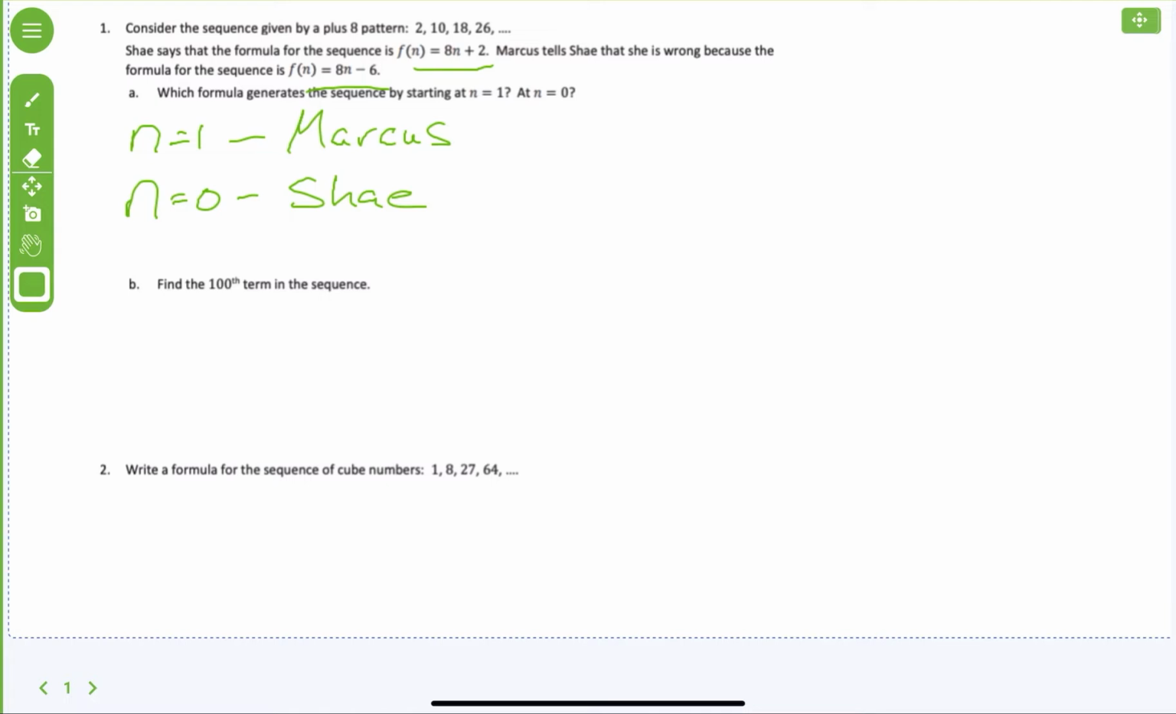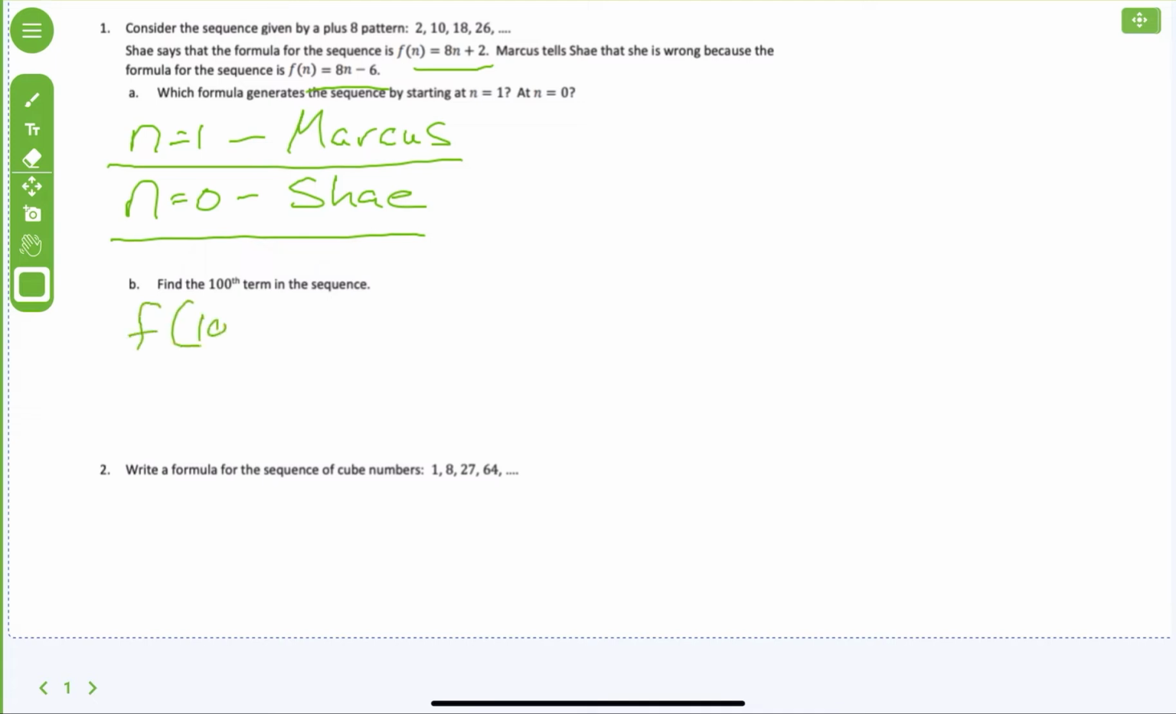So now going forward, will they both work? Yeah. They're both going to work going forward. But here you've got to know where their starting points are. Okay? So now it says find the 100th term in the sequence. Well, all we're going to do is plug in.